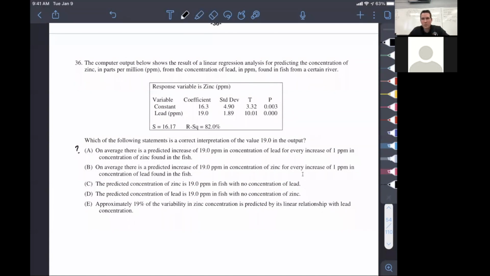Okay, so this goes to what's the explanatory variable and what's the response variable. Slope is always change in y over change in x. So I want increase in zinc per lead. That gives me B. Let's just go over the rest. The predicted concentration of zinc is 9. No. The predicted concentration of lead is 19.0. No. They have approximately 19% of variability. That is not what R squared is. So no, no. So the only answer is B.